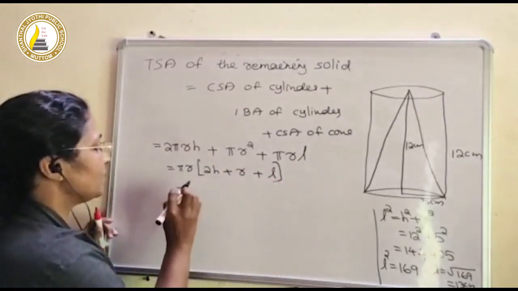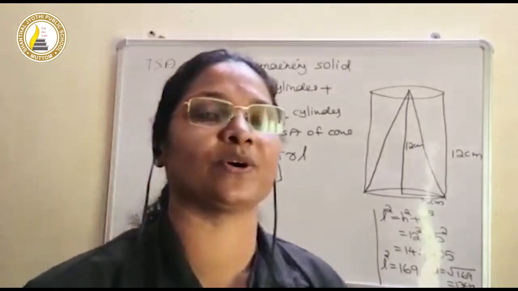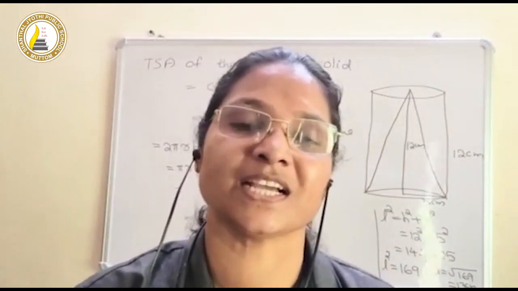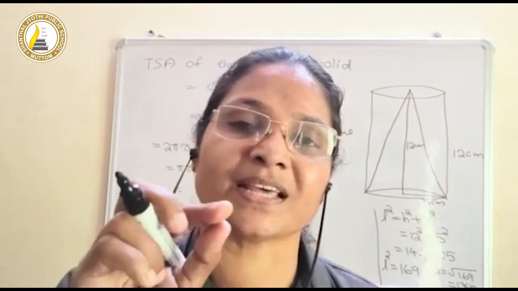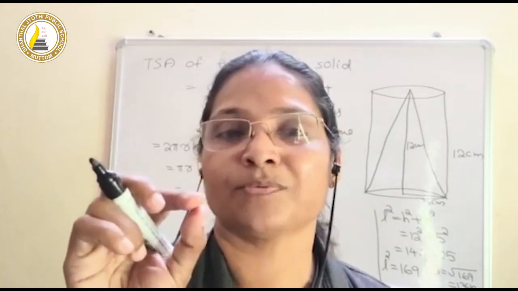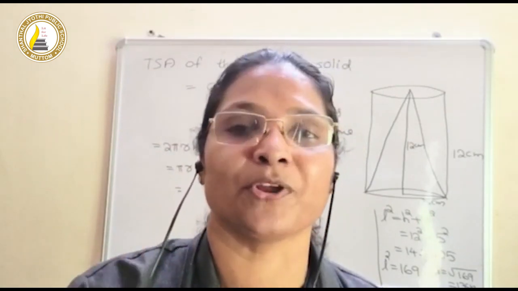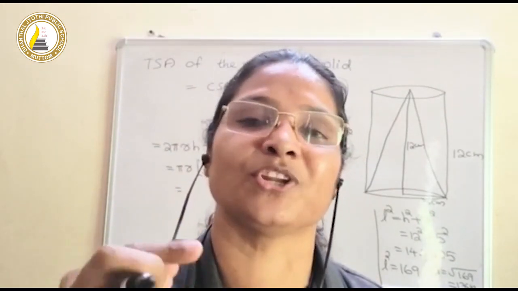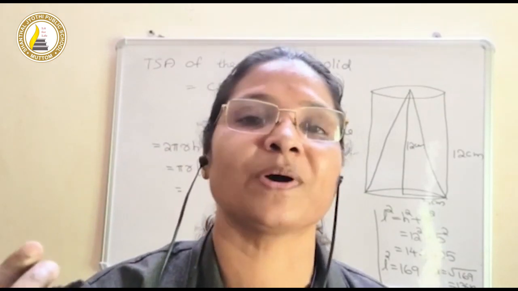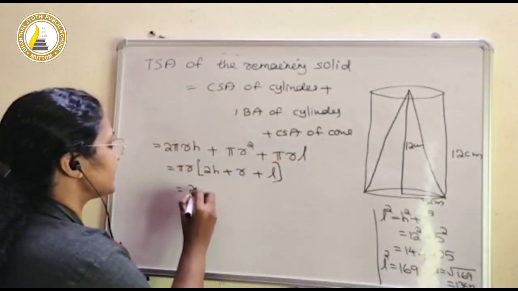It is equal to, what is the value of pi? Pi's value is 22 by 7 or 3.14. For easy calculation, if the numerator is a multiple of 7, we can consider the value 22 by 7. If the numerator is not a multiple of 7, then consider 3.14. Actually, both are same. 22 by 7 is 3.14. So, any value we can consider. For easiness here, 22 by 7.